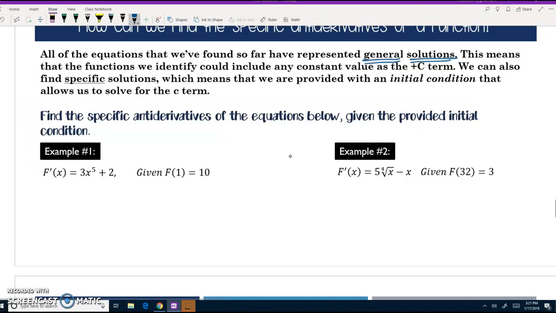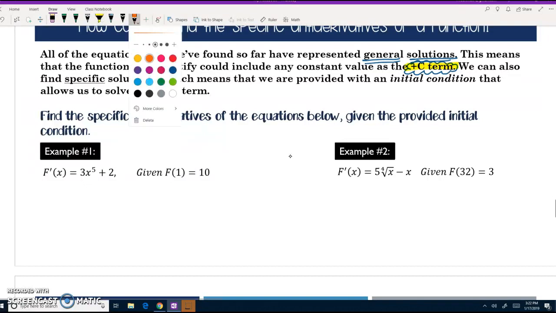So what we want to be able to do is figure out what information we need to identify a specific solution, to identify what that C term would be. As long as you have one initial piece of information about the function, you can go from having just a general solution, which has the plus C or constant of integration, to a specific solution. If we take a look at these examples, it says find the specific antiderivatives given the provided initial condition.